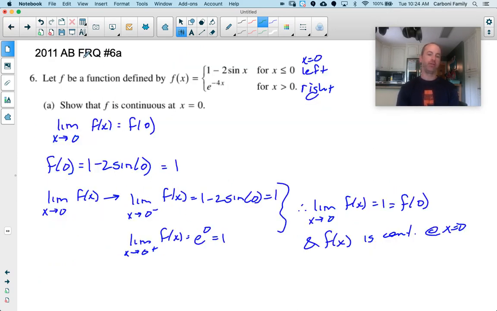Whereas in 2011, they told you to show that it is continuous. So you don't necessarily have to say, yes, the function is continuous. I think it's good practice. You can see that I did that.